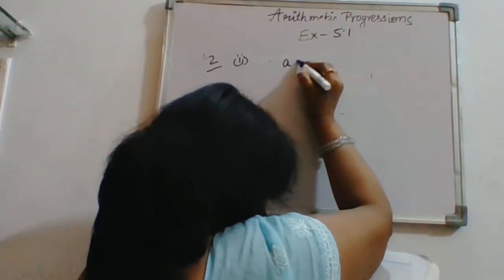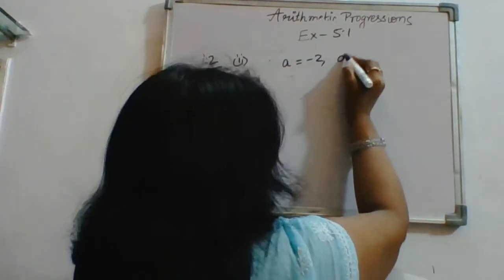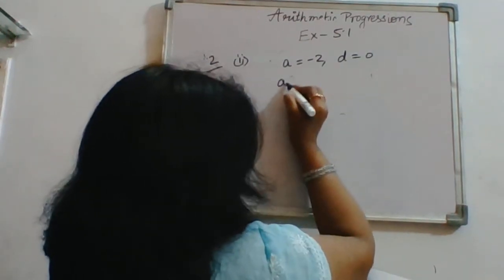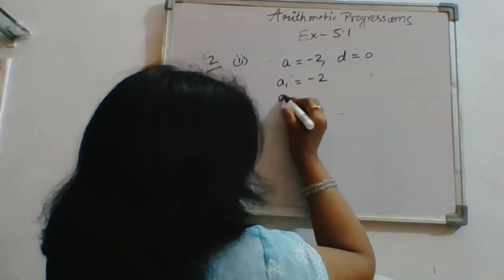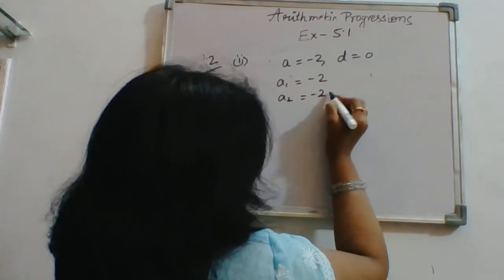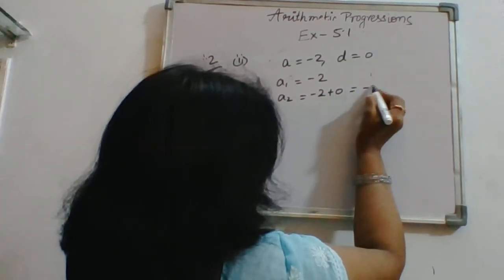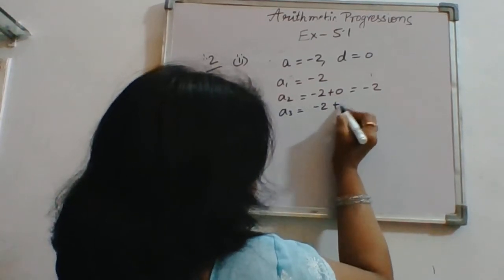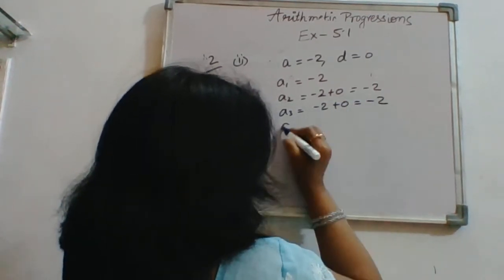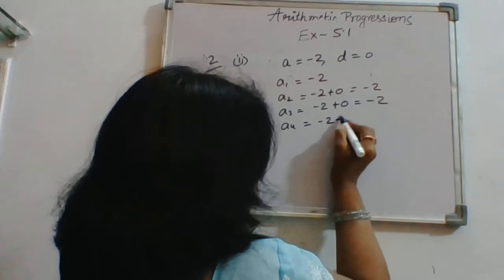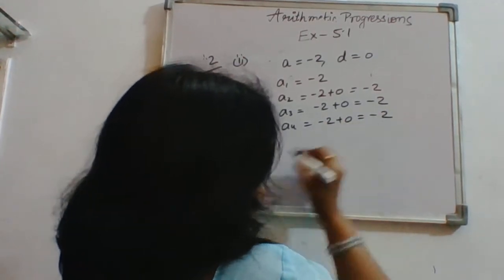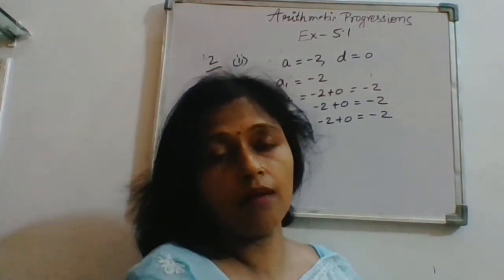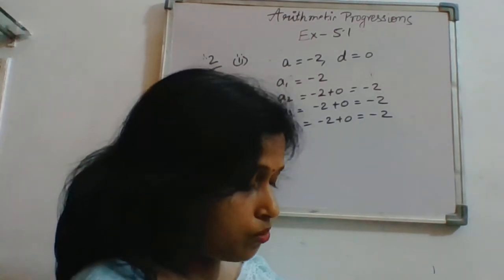Second part, A is minus 2, D is 0. So A1 will be minus 2, A2 will also be minus 2, because when you add 0, it will be minus 2. A3, the preceding term is minus 2, you add 0, again it will be minus 2. And the fourth term also, minus 2 plus 0, will be minus 2. So the list of numbers will remain the same, minus 2, minus 2, minus 2, right?